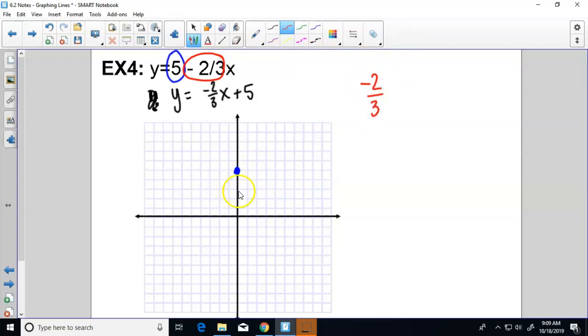So that tells me to go down 2, to the right 3. Down 2, to the right 3. And then I've run out of room over here. I could go up 2, left 3, up 2, left 3. And we'll draw in our line, draw all the way to the ends, put arrows on the end there. All right, questions?